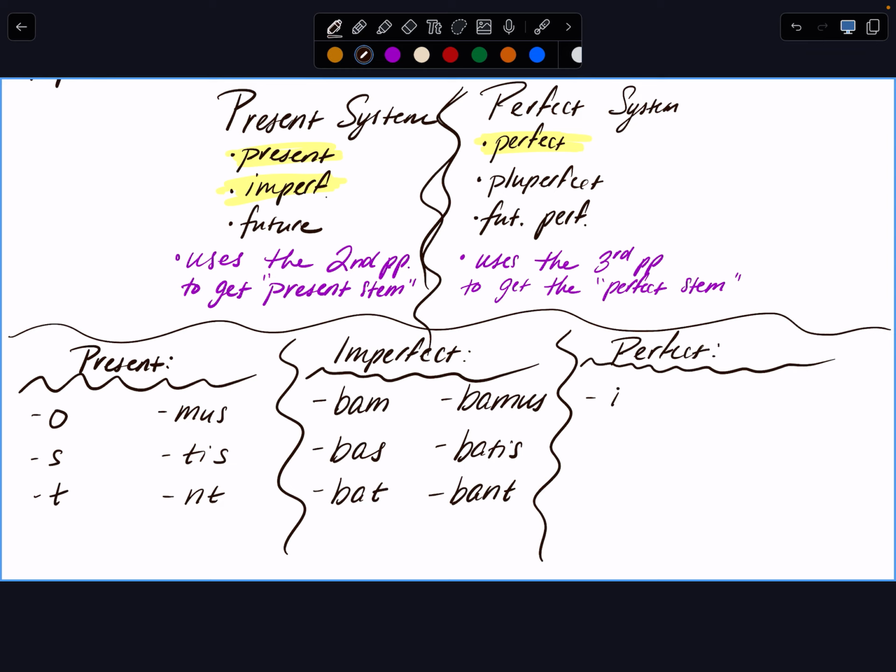-i, -isti, -it, -imus, -istis, and -erunt. Now, in terms of macrons, if you are curious as to where they go, there's one over the first person singular, there's one over the second person singular, and then there's only one over the e in third person plural.